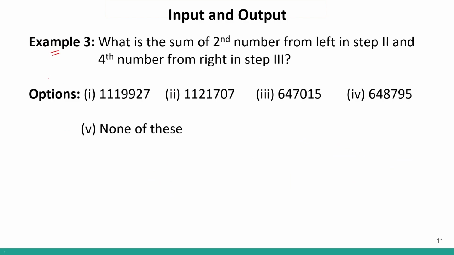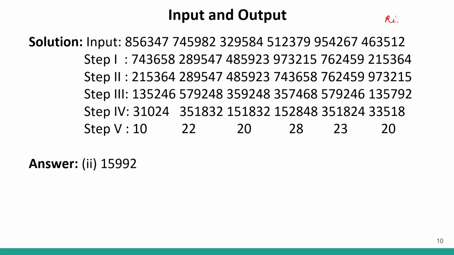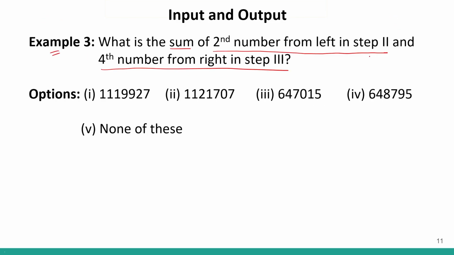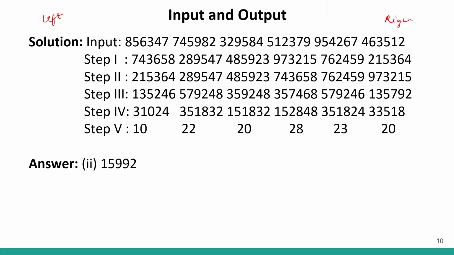Coming to example number 3. Example number 3, we have to find the sum now of second number from left in step 2 and fourth number from right in step 3. So going back to the arrangement, this is the right side and this is the left side. So the first thing we have to find is second number from left in step 2. So step 2 is this one. Second from left will be this, 289547. Correct? This will be the second number from left in step 2.